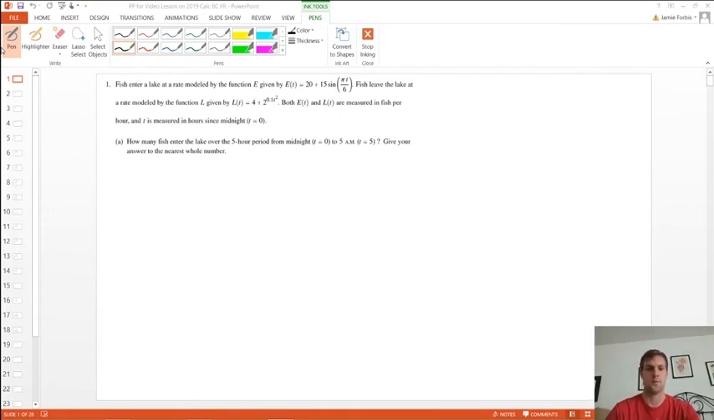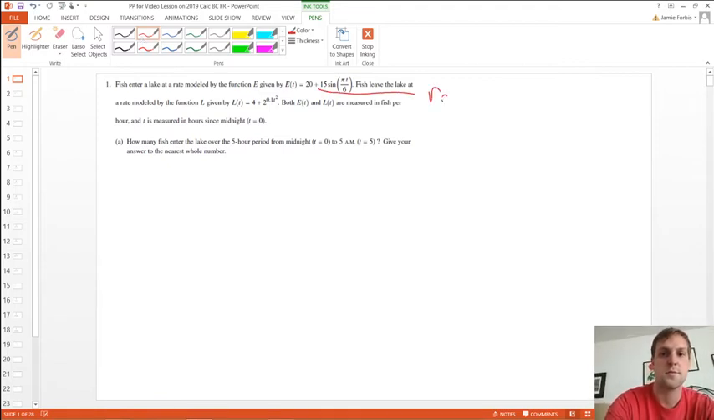So first, a Calc active problem. Let's go ahead and jump on into it. Number 1 says that fish enter a lake at a rate modeled by the function E given by E of t, which equals 20 plus 15 sine of pi t over 6. So it gave us a rate in problem right here. It's telling me a function for the rate of the fish that are coming in.